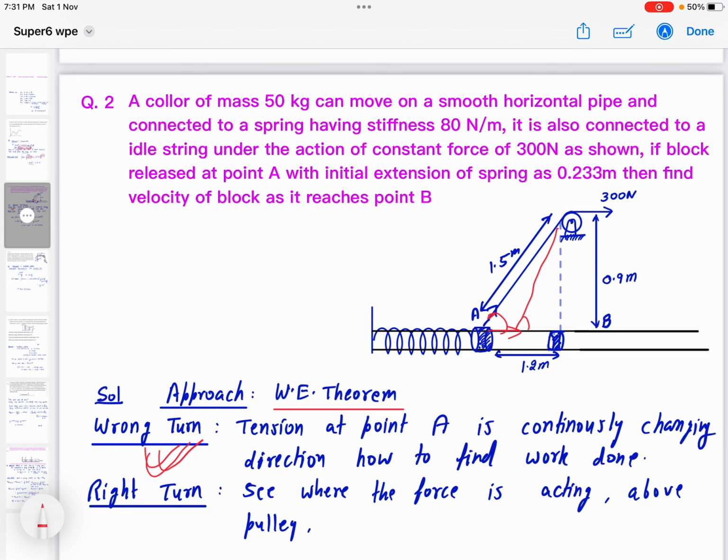But if you are taking the collar and the string also as a system, a 300 Newton force you are applying here. So you can find the displacement of the point of application of force only. By that also you can find how much work you are doing, right beta? So that is the right turn. Where the force is acting, 300 Newton. Now this length is 1.5 meter. When the collar is coming here, this total length is 0.9 meter. It means the point of application of force has moved by 0.6 meter, right?